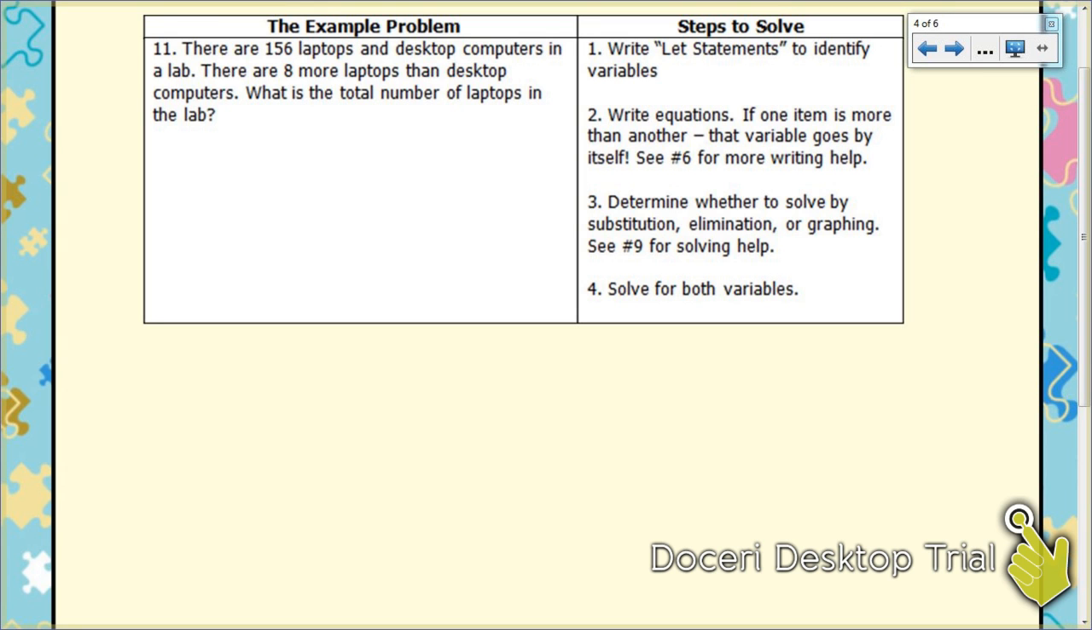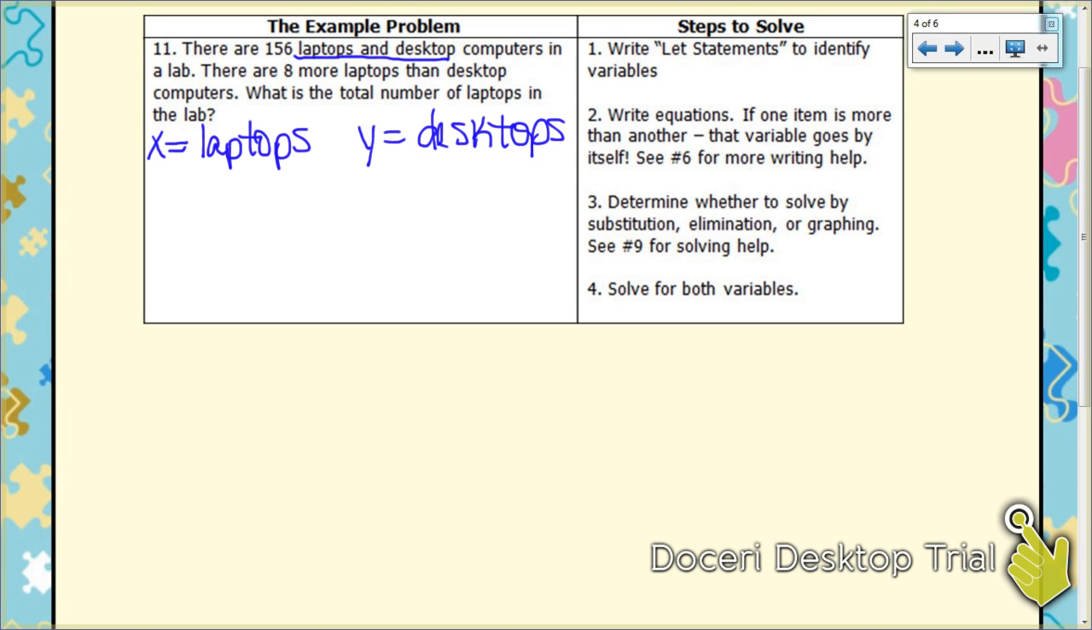So step number 1 says we need to write let statements. We've got to know what our variables are. Well, our problem says that there are laptops and desktops, so I've got to have variables. So we're going to let x equal laptops, and we're going to let y equal desktops. This way, as we're solving the problem, we'll know when we get x that means laptops and y means desktops.